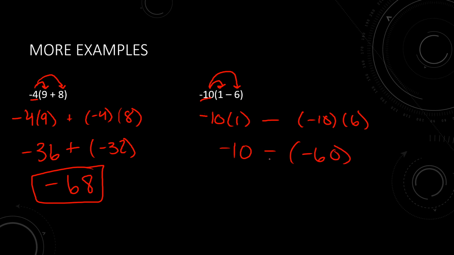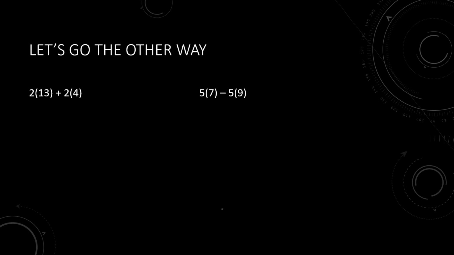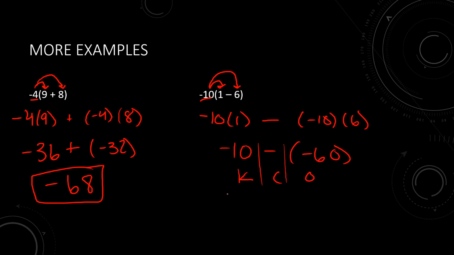Here I have subtraction, so I need to do my keep change opposite before I can solve this to change it to addition. So I'm keeping my negative 10, changing my minus to a plus. Opposite of negative 60 is going to be positive. From here I have different signs, so I'm going to subtract my numbers, keep sign of the bigger, and I will have a positive 50 as my answer.